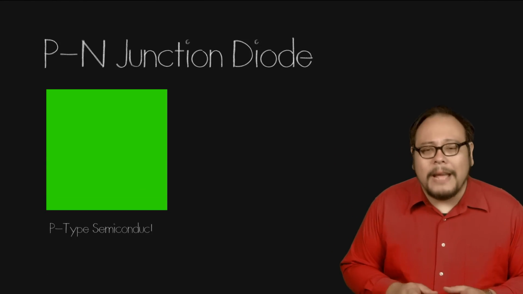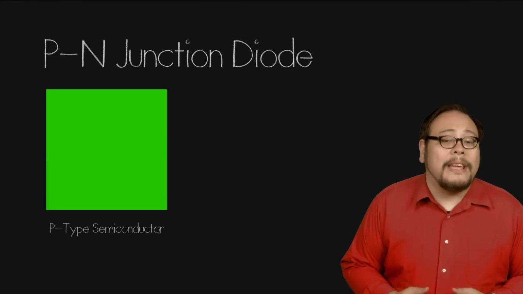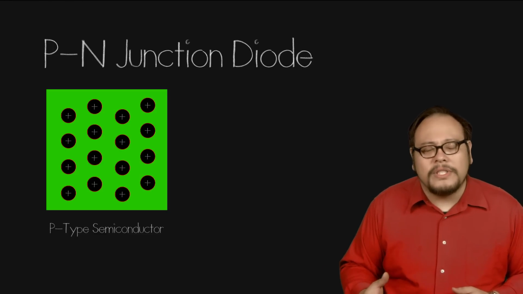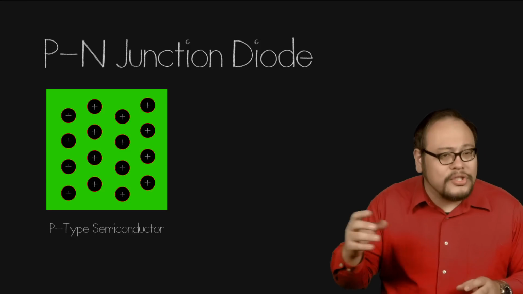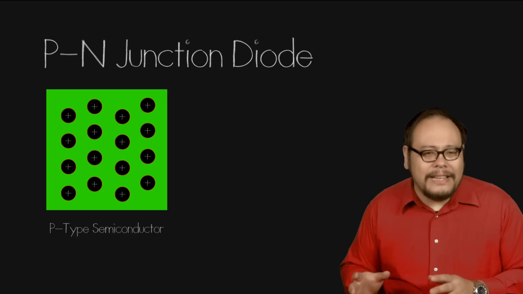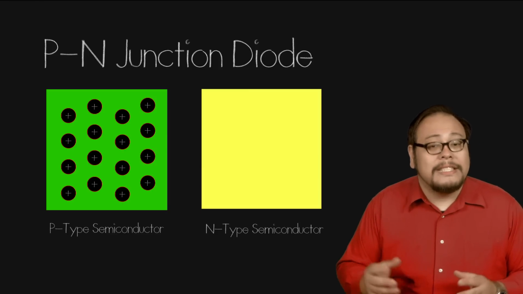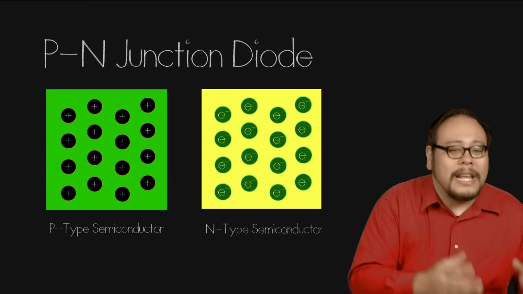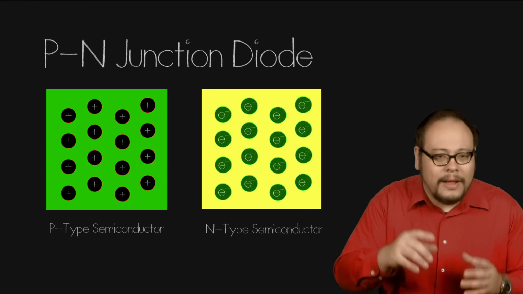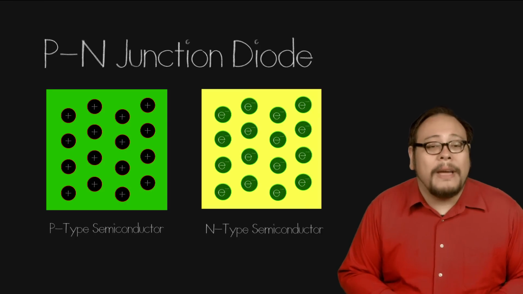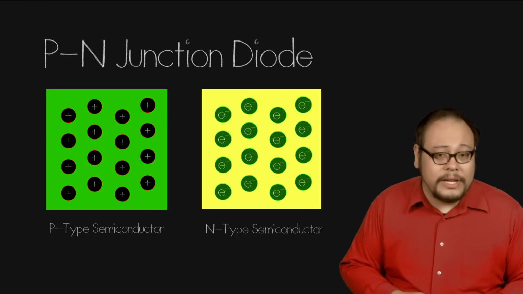Now, a p-type semiconductor is a semiconductor doped with a different element to give the resulting crystal what's called a hole that attracts free-moving electrons. An n-type semiconductor is a semiconductor doped with a different element that results in extra electrons that are free to move throughout the crystal. Both p and n-type semiconductors are neutrally charged.